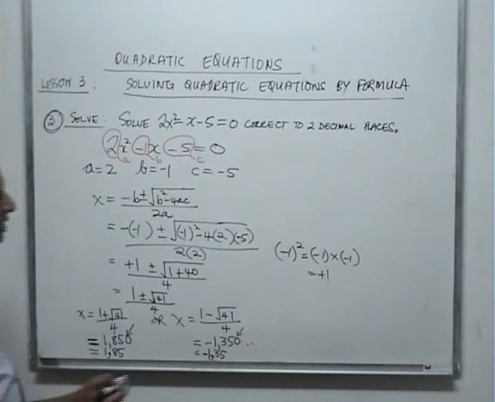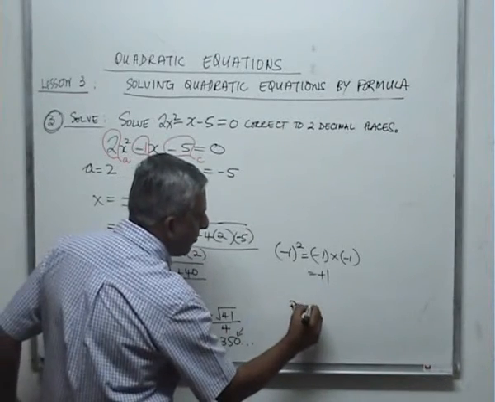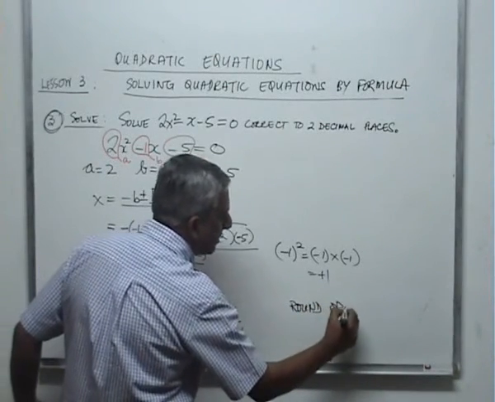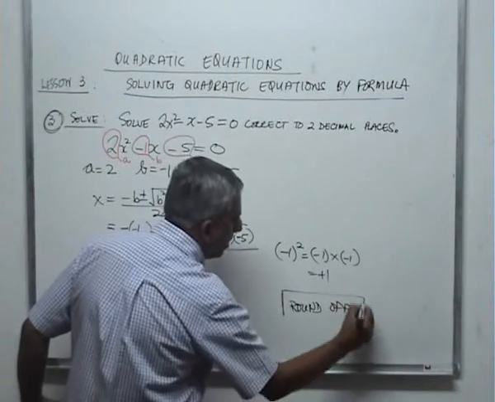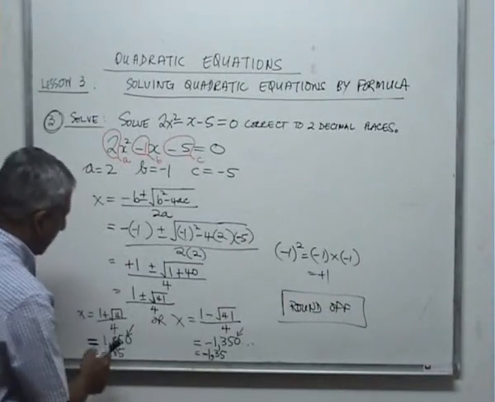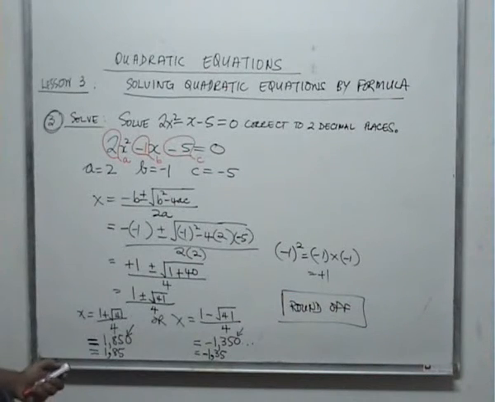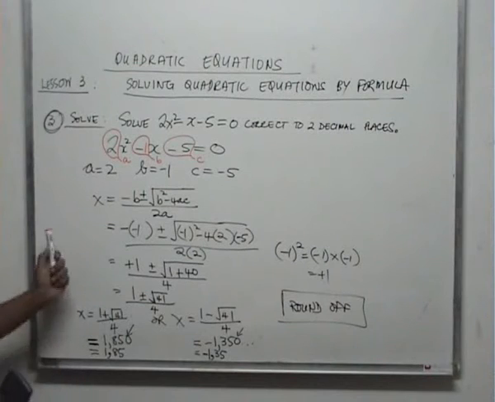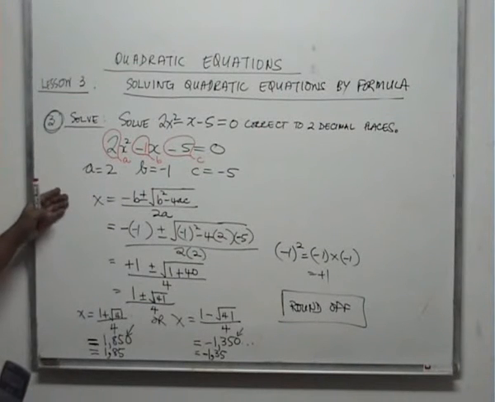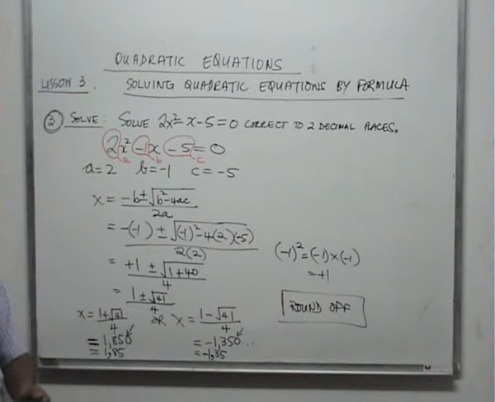Now you must know how to round off. If you don't know how to round off, you need to go and revise that. So this last step here requires your knowledge of rounding off. If you're not sure about rounding off, you need to go and revise that section. So this is what we mean by solving an equation correct to 2 decimal places.